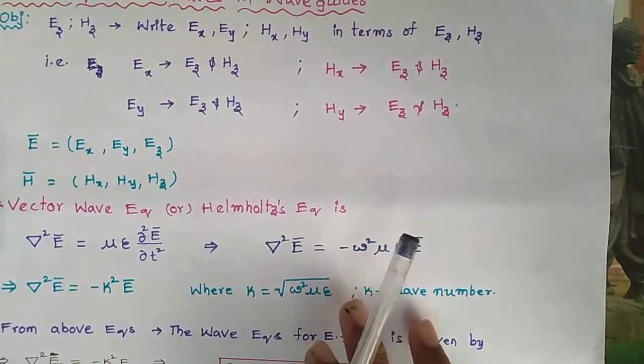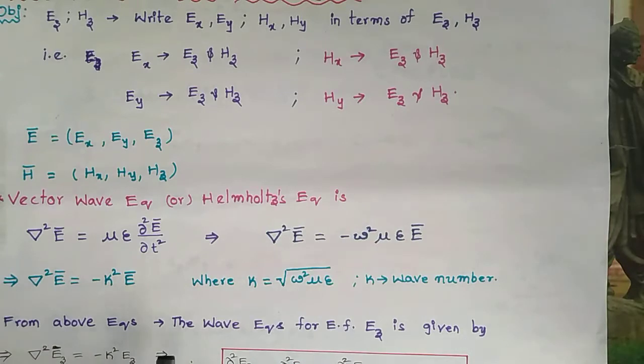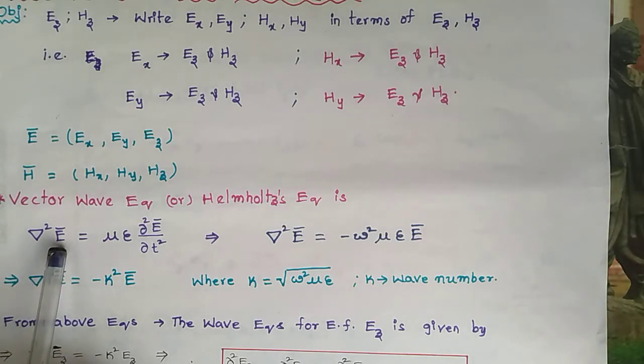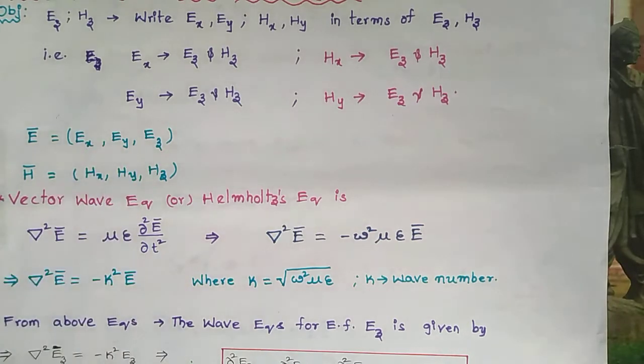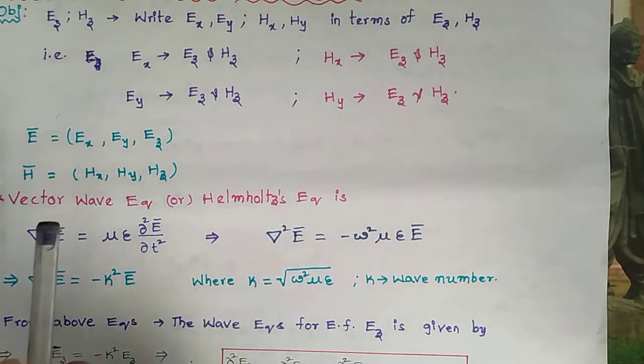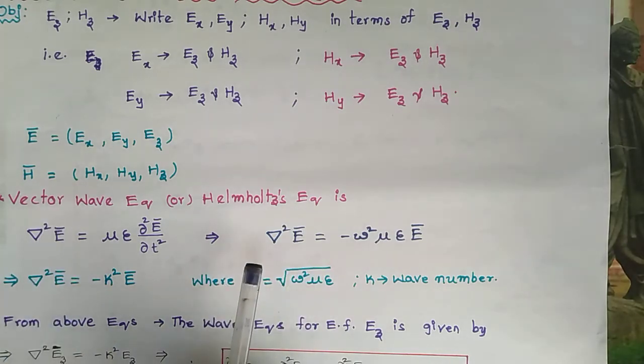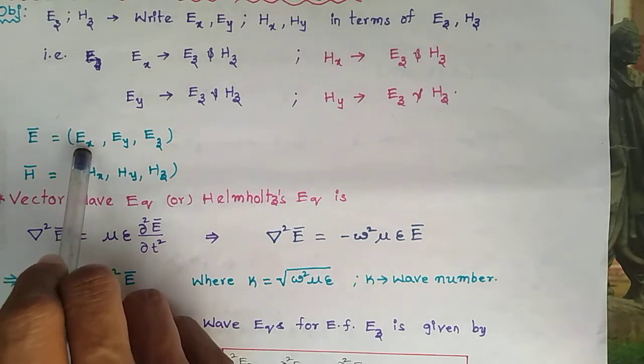We already know the Helmholtz equations. Up to now we derived the Helmholtz equation for the Ez component only, that is, the uniform plane wave equation we derived in the last videos. Now I am considering the electric field to have Ex, Ey, Ez components. Earlier, when I took only the Ez component for the uniform plane wave equation, I considered Ex equals 0, Ey equals 0.